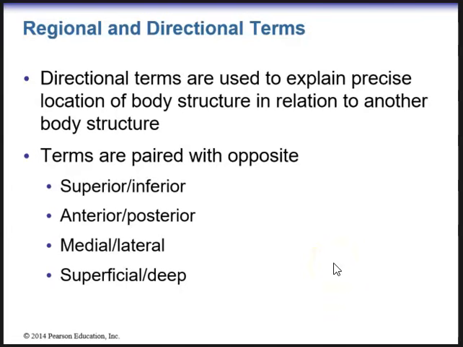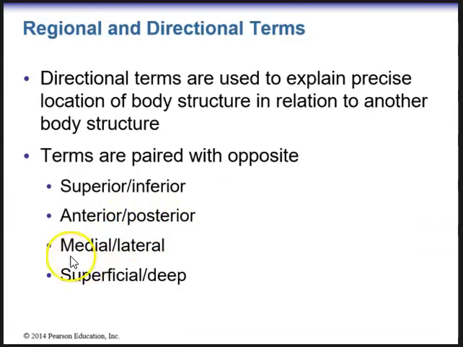So directional terms are used to explain precise location of body structure in relation to another body structure. And usually these terms are paired with their opposite. So for example, we have the term superior. Superior, if you actually look at superior, it has the word up in it. So superior means above or up, whereas its opposite would be inferior or below. And then we have anterior. Anterior usually means towards the front, whereas posterior means towards the back.